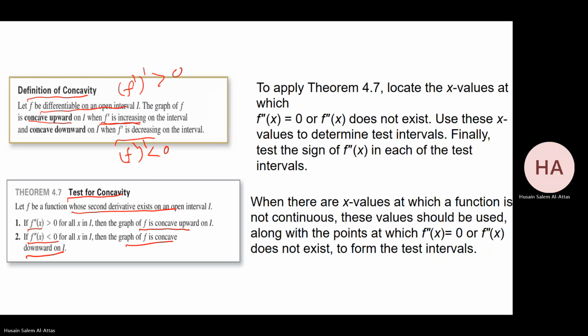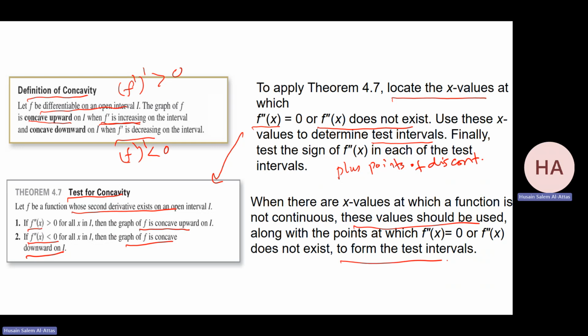To apply this theorem, I need to do what? First, we locate the x values at which f double prime equals 0 or f double prime does not exist. Use these x values to determine the test intervals, plus points of discontinuity, because I need them. When the function is not continuous at some x values, they should be used along with these points to form the test intervals.